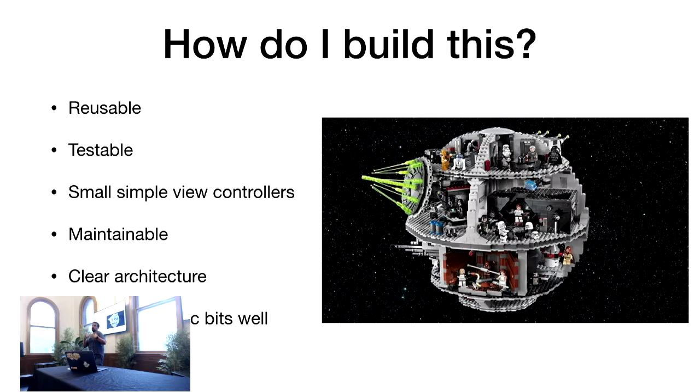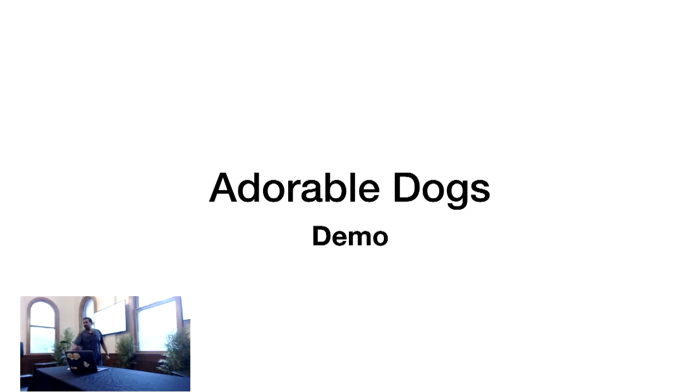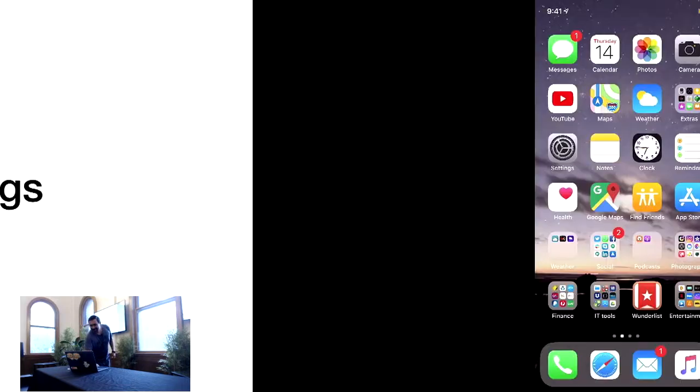So, for example, presenting a view controller for tvOS might be different than presenting it for macOS or for iOS. So with all that in mind, I just built a very simple demo app, and I'm going against the flow. Instead of adorable cats, I got adorable dogs. So let me show you.